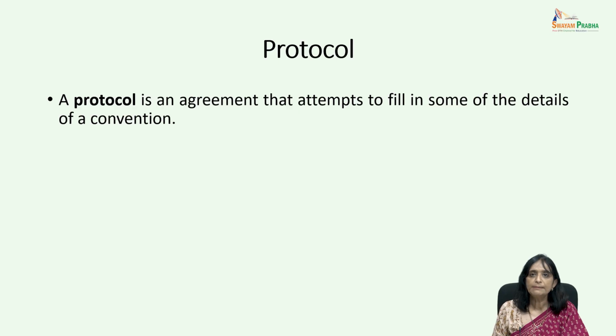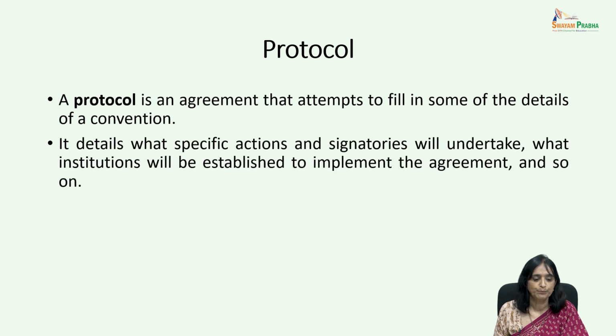The second type of agreement which can happen is called a protocol. A protocol is an agreement which attempts to fill in some of the details of the convention. So in a convention we just talked about identifying and defining the problem. The protocol goes one step further and fills in some of the details which were left blank in the convention. It details what specific actions the signatories will undertake, what institutions will be established to implement the agreement, and so on.